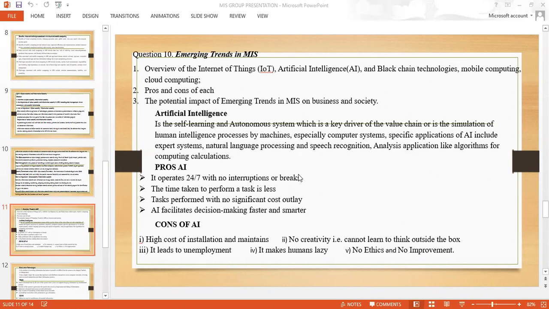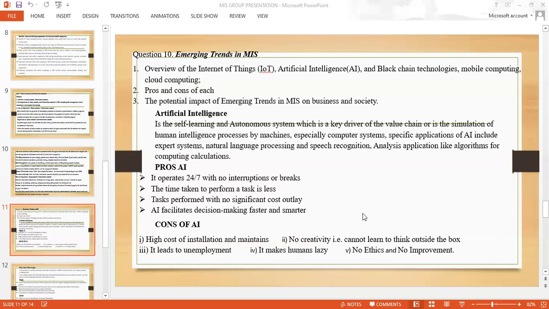The pros of artificial intelligence: it can operate 24/7 with no interference or breaks. Time taken to perform tasks is less. The performed tasks are not highly costed. Decision making is faster and smarter.